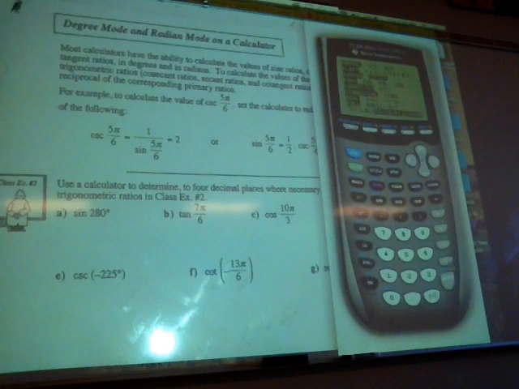And just so you guys know, when you reset your calculators, you'll always put it back to radian. If you ever need to do trig and you need degree mode, you have to change it yourself.